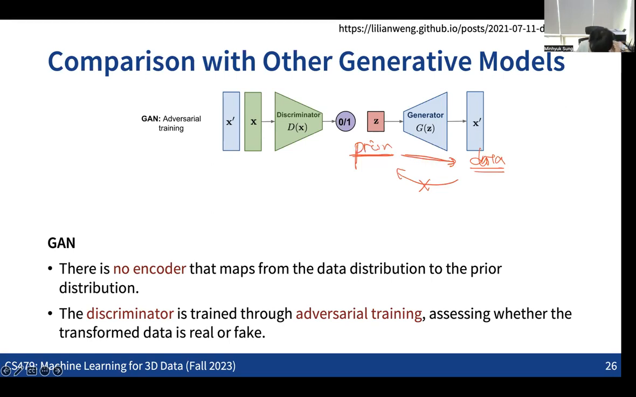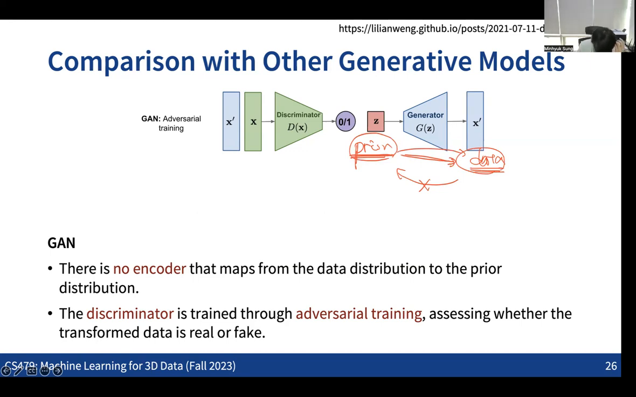But we need to check. When we learn the mapping from the prior distribution to the data distribution, we need to check whether the output, the point after the mapping, is really a sample from the data distribution, right? Once we sample from the prior distribution and map to the data distribution, we need to check whether this mapping is correct, whether the point is really mapped to one of the samples of the data distribution.